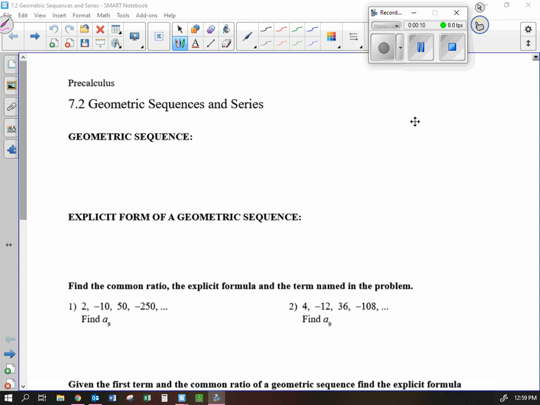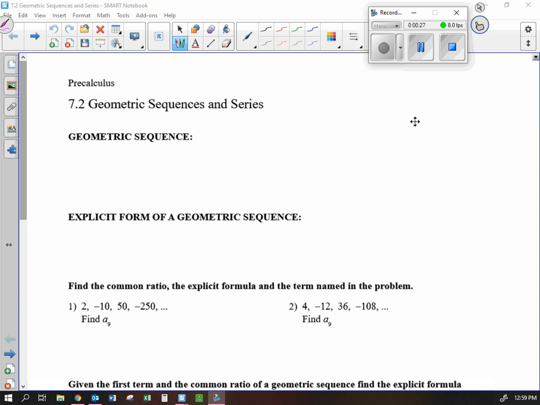I'm Mr. Fauser again. We're now going to be looking at geometric sequences and series. That's the title of 7.2. Okay, so a little bit different, right? 7.1 was arithmetic. Here we have geometric.